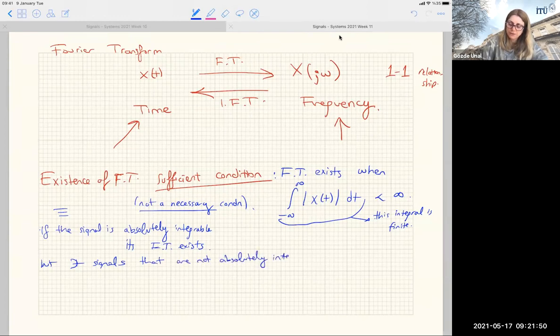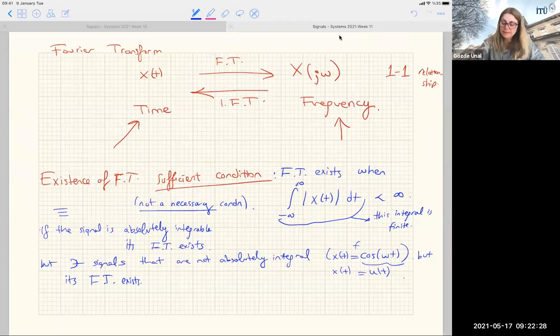For instance, we will find the Fourier transform of cosine omega t, let's say. It's the good old sinusoidal signal. We know it's periodic, it has infinite extent, right? It's not absolutely integrable, but its Fourier transform exists. Or, maybe a better example, the step function, but its Fourier transform exists, okay?